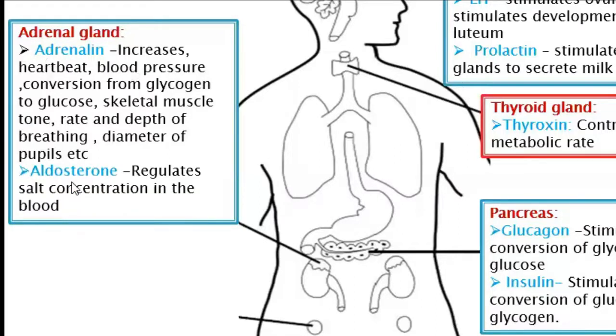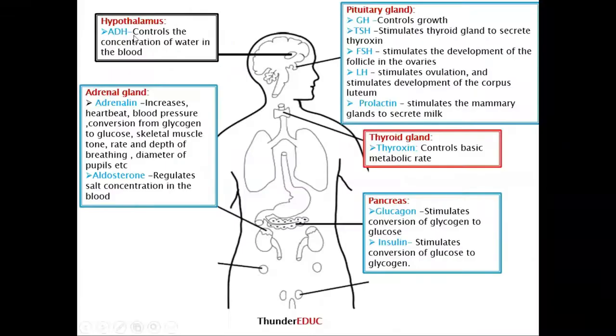So another one is aldosterone. This one is very important in regulating the amount of salts in the body. So it means that aldosterone and ADH, antidiuretic hormone, work together. Because if you have too much salt, it means that you have less water in the body. If you have too much water in the body, then it means that you have less salt in the body.